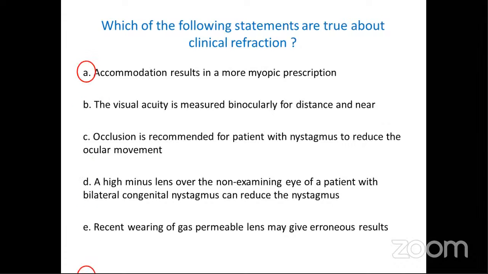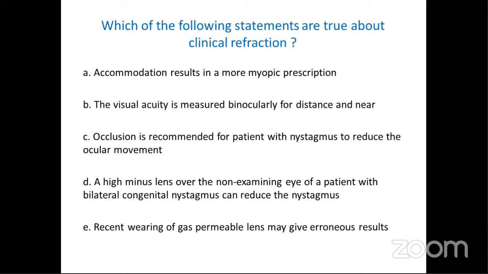So what about nystagmus? Options C and D. There is something in cases of nystagmus. In a practical exam, not in this kind of theory exam, people may ask you this question. Suppose there is a nystagmus patient. How will you take visual acuity in this patient?